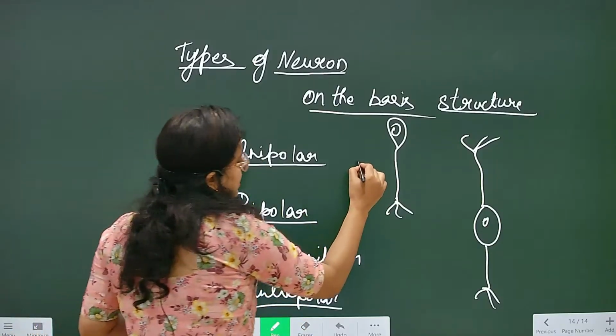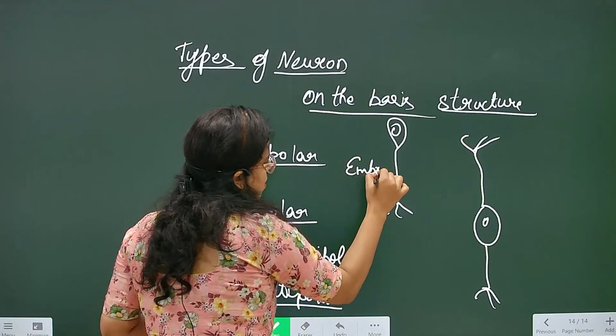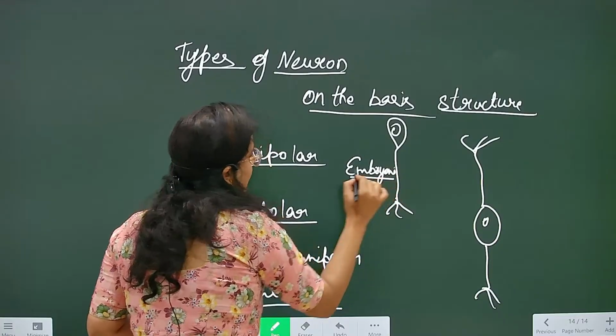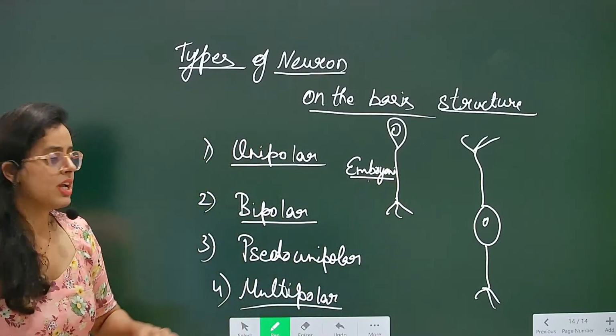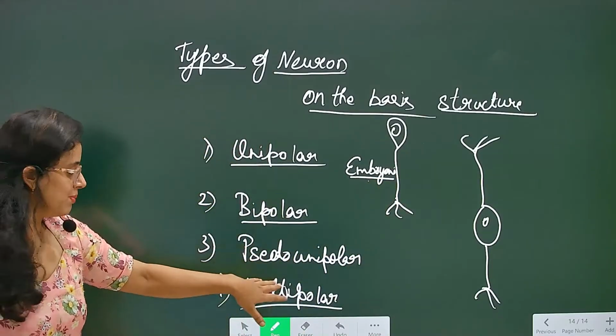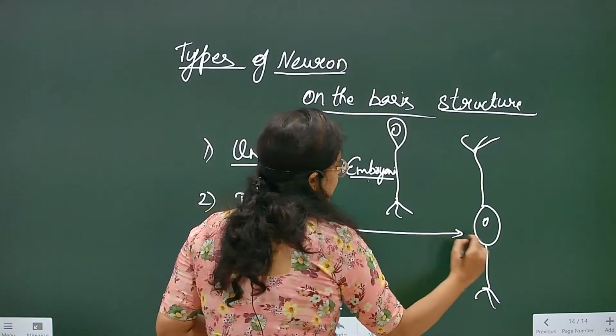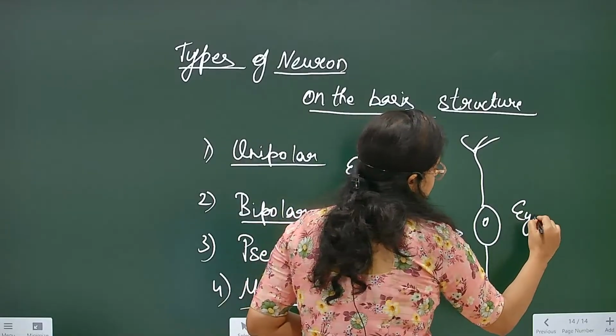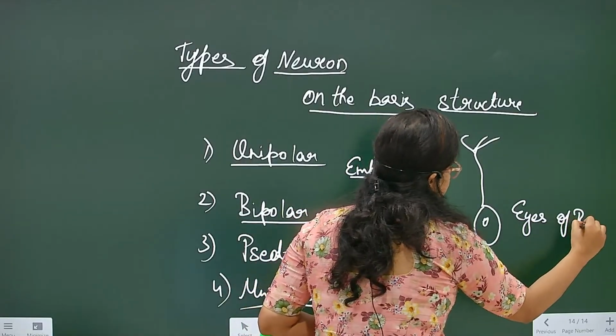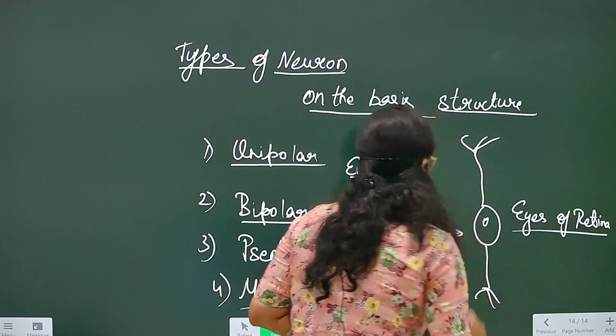Unipolars are present in the embryonic stages, in the development of the embryo or fetus, there are more unipolars. Later these unipolars are converted into multipolars. Now bipolar neurons are present in the eyes; the retina consists of bipolar neurons.